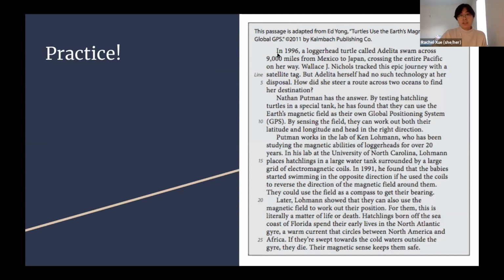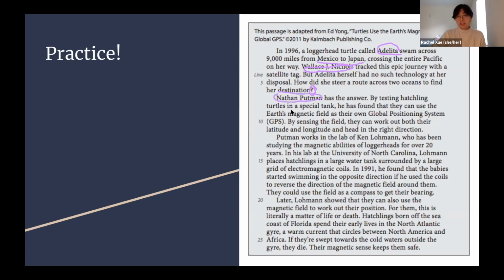And so it says, in 1996, a loggerhead turtle called Adelita, so I'm going to circle the name, swam across 9,000 miles from Mexico to Japan, crossing the entire Pacific on her way. Wallace J. Nichols tracked this epic journey with a satellite tag, but Adelita herself had no such technology at her disposal. How did she steer a route across 2 oceans to find her destination? And I'm going to circle this question mark because it indicates that there's a question. Nathan Putman has the answer.